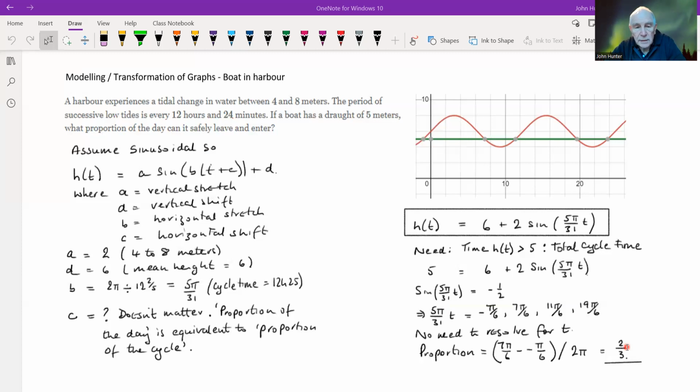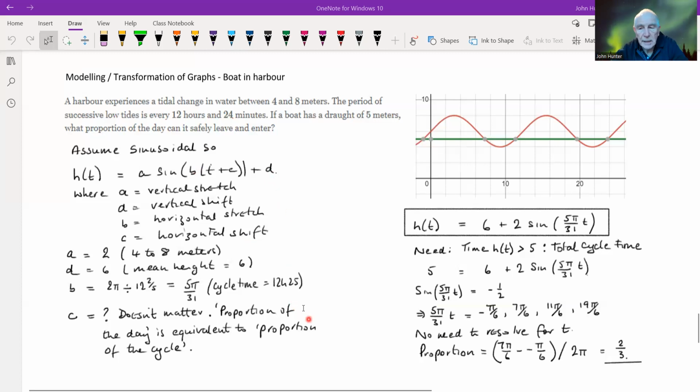So that is it, really. I think that illustrates one or two very interesting things. First of all, we recognize it's a sine curve. There are lots of these modeling and transformation of graphs problems, Ferris wheels rising and falling and all sorts of things. But if we look at the data, we can populate this.